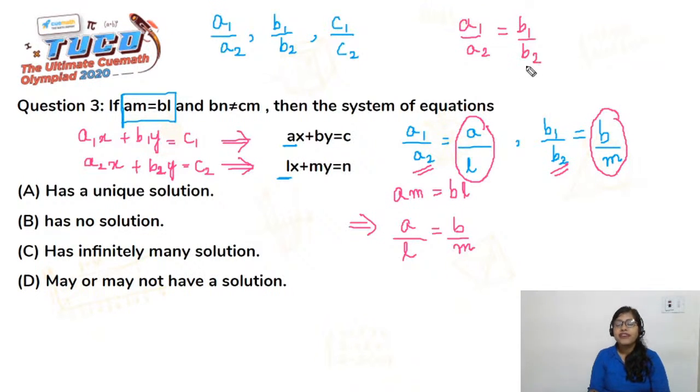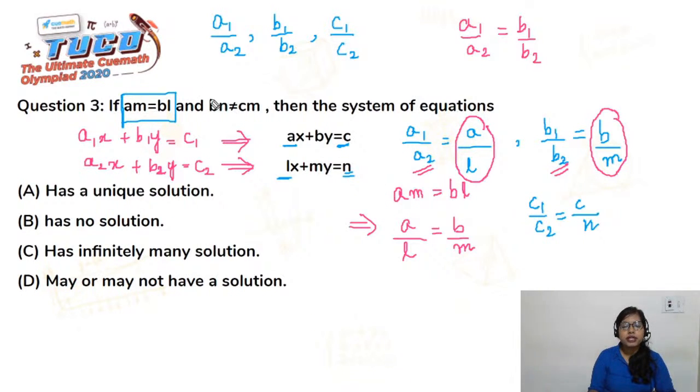But we still have not got any solution to this, because if it had to be unique, then these had to be not equal. Unique case is anyway excluded. Now we have to check for either infinitely many or no solution, and that can only be calculated if we go with c1 over c2. So now let's calculate our c1 over c2. c1 over c2 is nothing but c over n, which is here.